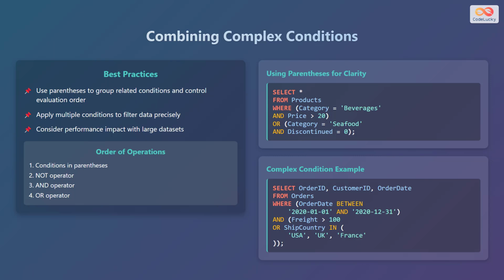The first example shows how to use parentheses for clarity. It selects all columns from the products table where the category is beverages, and the price is greater than 20, or the category is seafood and discontinued is 0.